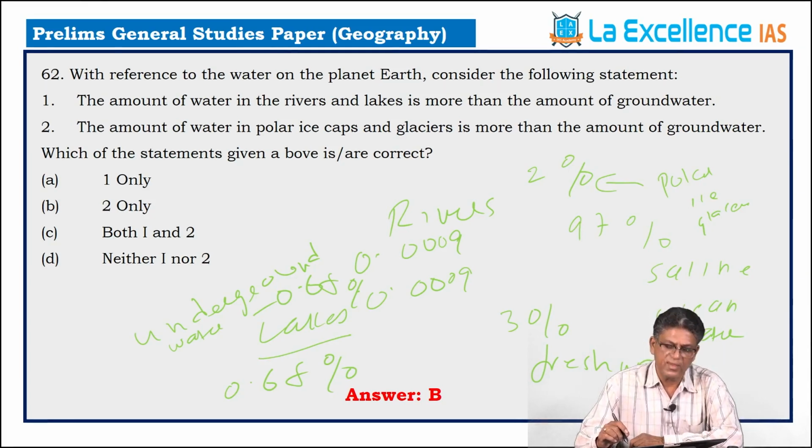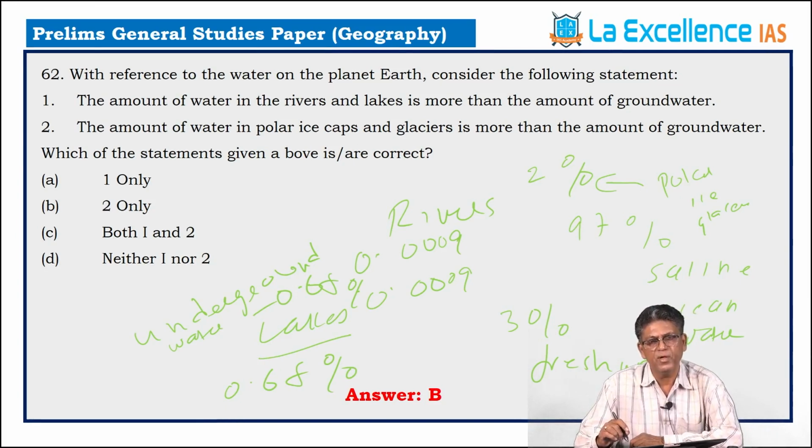Second statement, the amount of water in polar ice caps and glaciers is more than the amount of groundwater. It's definitely more than the amount of groundwater because it is 2% of the total water resource, whereas underground water is 0.68%. So statement 2 is correct. Statement 1 is false because the amount of water in rivers and lakes is much less than the amount of groundwater. So the answer for question 62 is B. Let's shift to the next question.